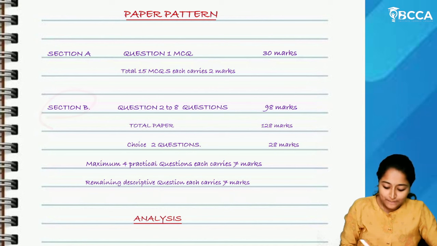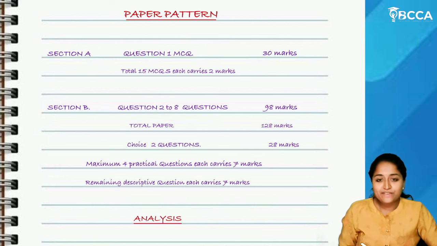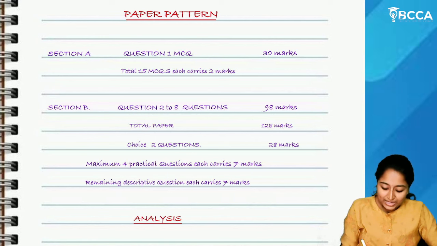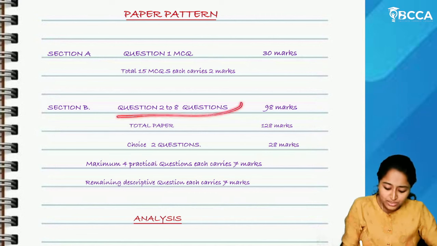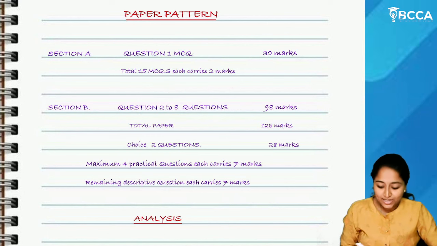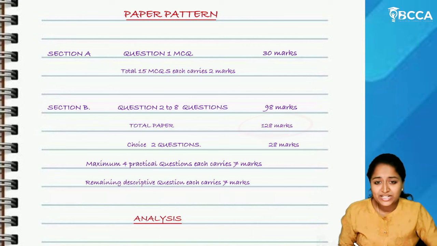Coming to section B, we'll have question 2 to question 8, which will be given for 98 marks, and we'll have choice of 2 questions which are of 28 marks. We have to attempt only 5 questions from this question 2 to question 8. So the entire paper which we are getting is for 128 marks.